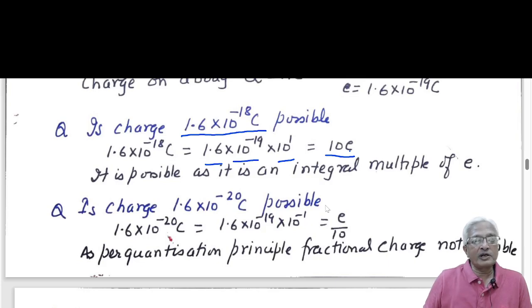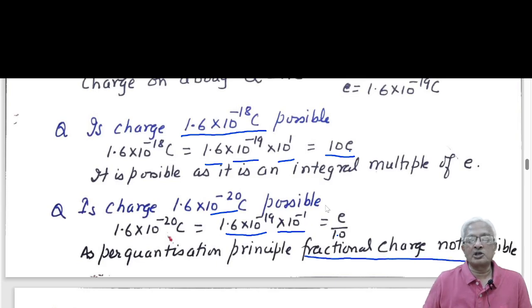Is the charge 1.6 into 10 raised to power minus 20 coulomb possible? It can be written as 1.6 into 10 raised to power minus 19 into 10 raised to power minus 1. So it is E by 10, a fraction of E. What does the quantization principle say? Fractional charge is not possible.